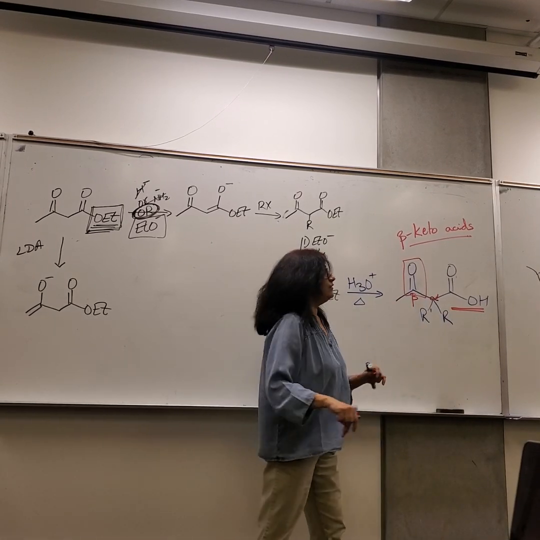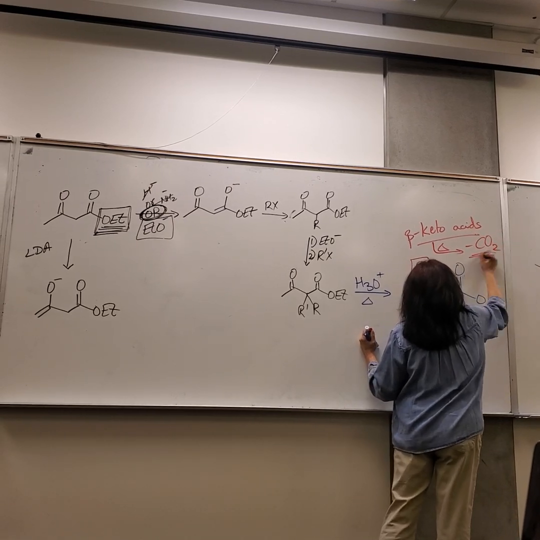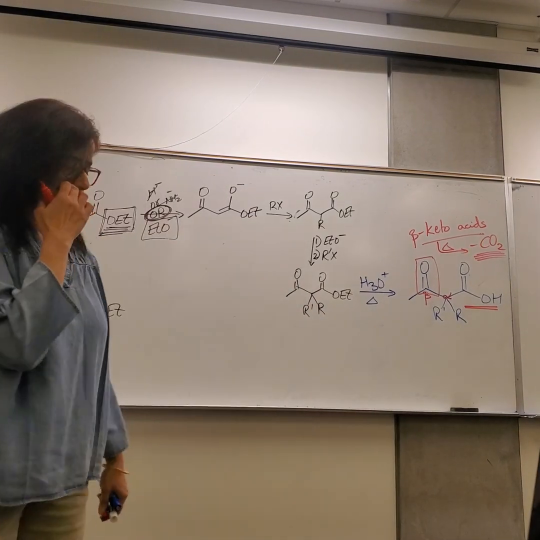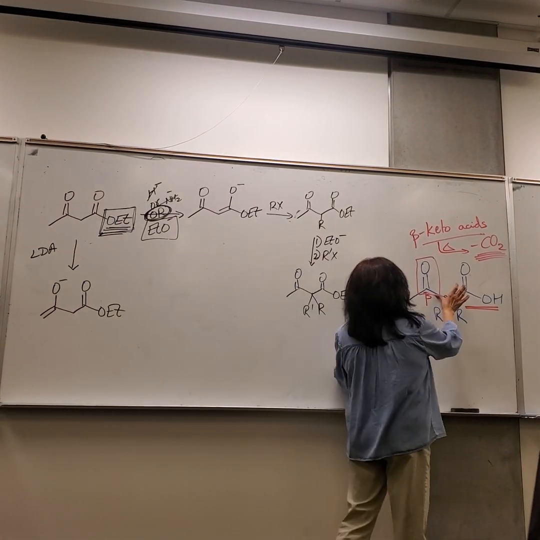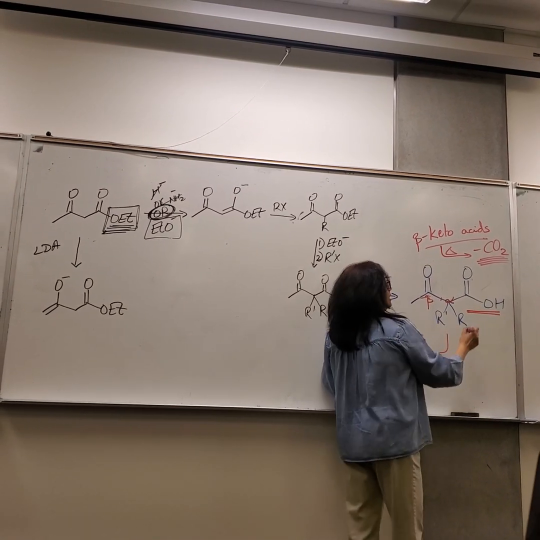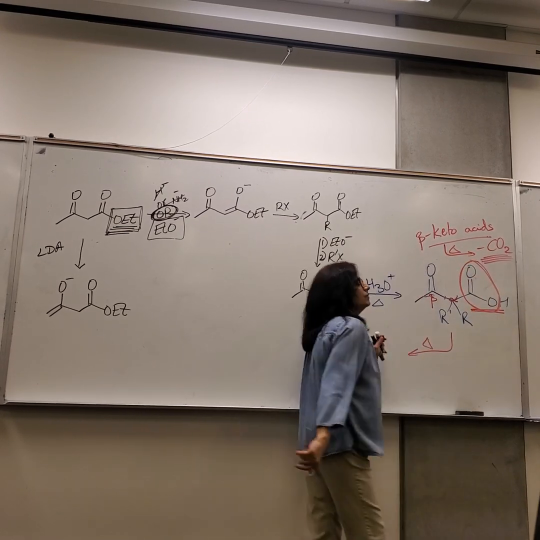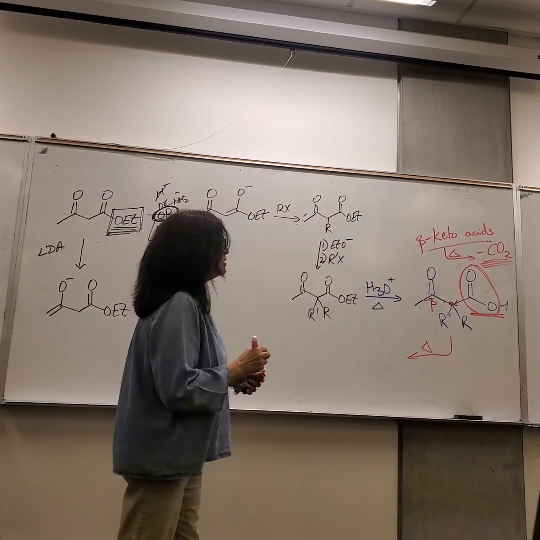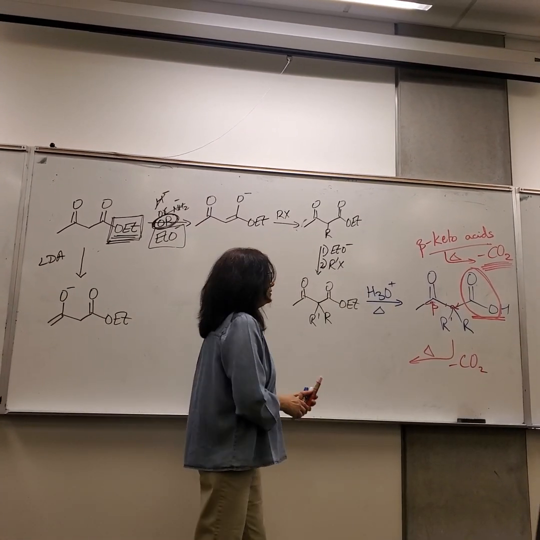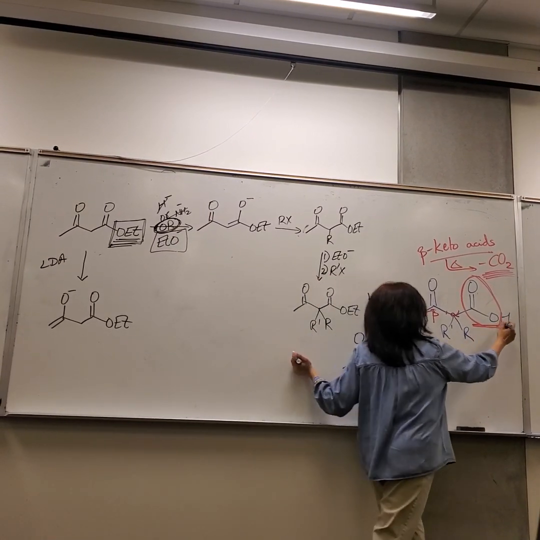Beta keto acids, if I heat them, just heat, they undergo a decarboxylation reaction. They lose carbon dioxide very spontaneously with heat. Now please, let me show you where. Where is the carbon dioxide? So if I heat this, it loses carbon dioxide. If it loses carbon dioxide, that's called decarboxylation. What does it leave behind? Anybody? A ketone? Exactly.